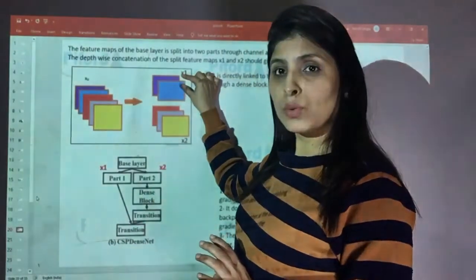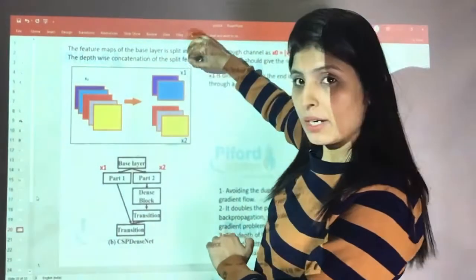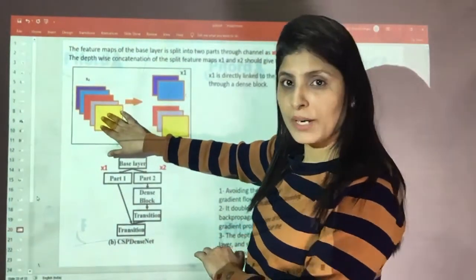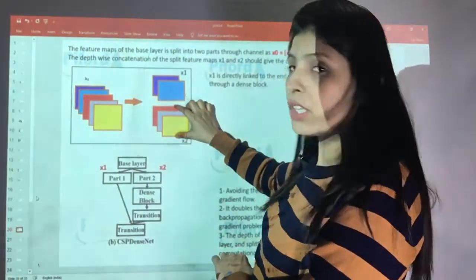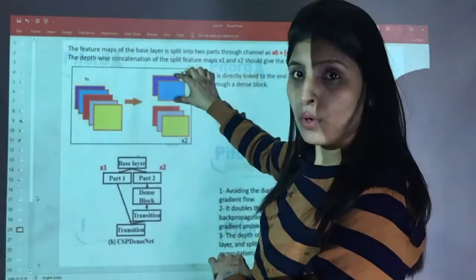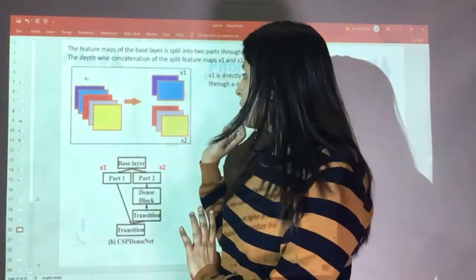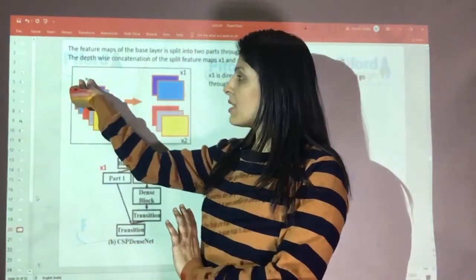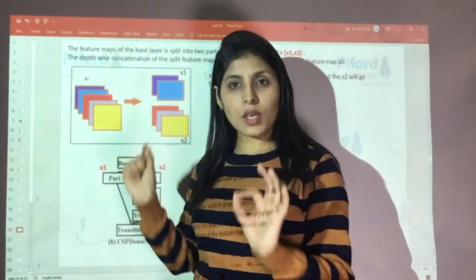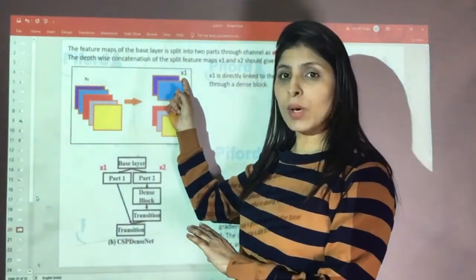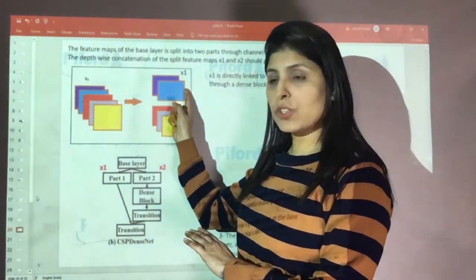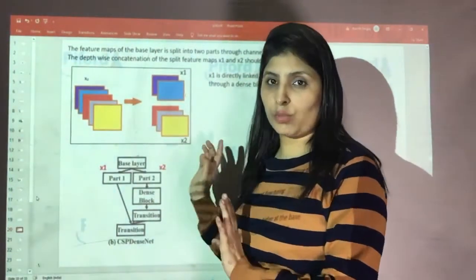Half of the feature maps we have given, we have split it. Basically, we are performing splitting over here. Half of the features are here and half of the features are here. We are having 3 features over here and 2 feature maps over here. Okay. So, let's say x0 is the number of features which we are having at base layer, and x1 is this feature and x2 is this feature.